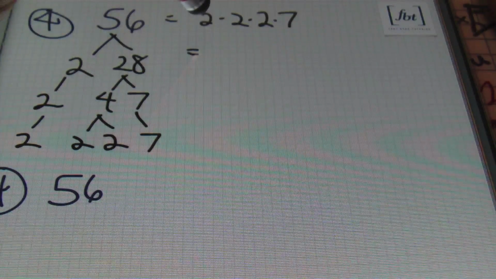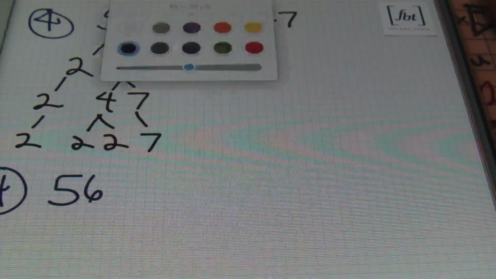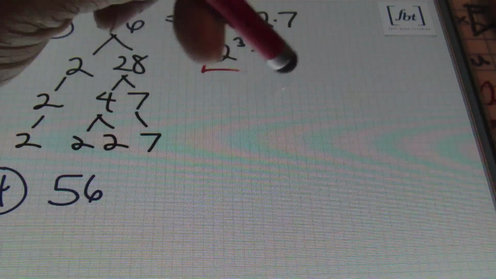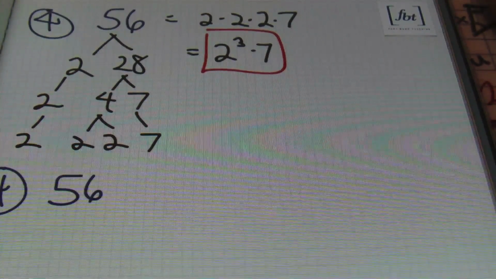So now if I rewrite this in exponential notation, it will be 2 to the 3rd power times 7. And there's my answer. That's it. You got it. 2 to the 3rd power times 7. Done.